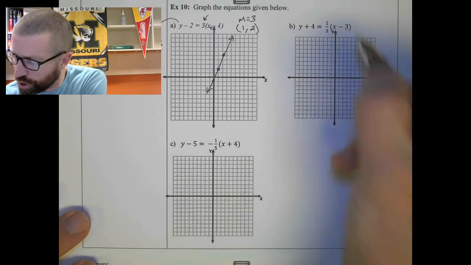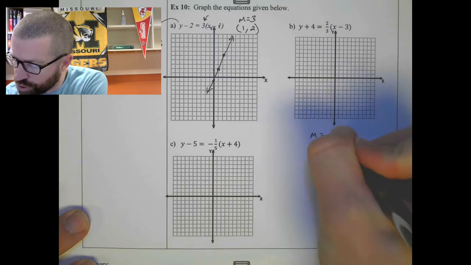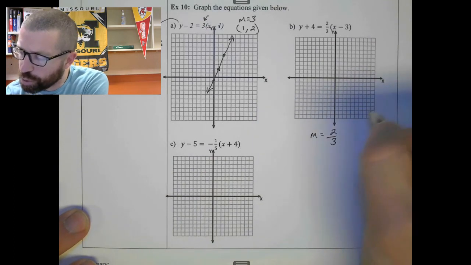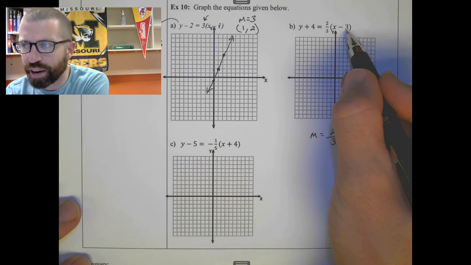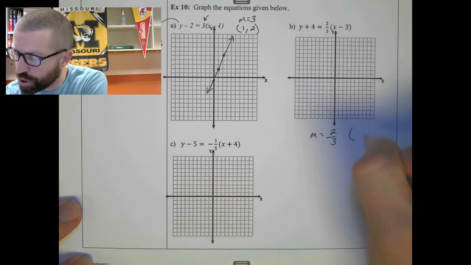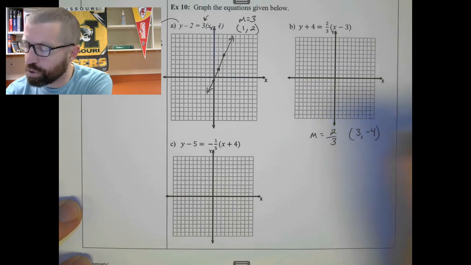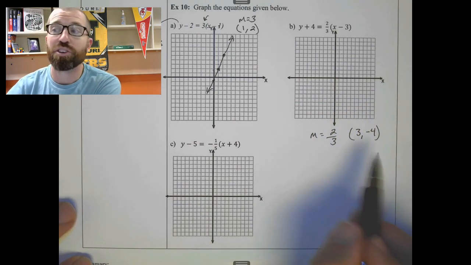Okay, so let's look at here. The slope is m equal to 2 over 3. And then the point, now be really careful with the point. You have to remember to change the sign. The point is (3, -4). And I would recommend writing both of these things down, especially the point.